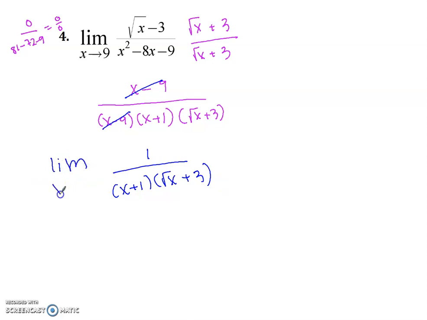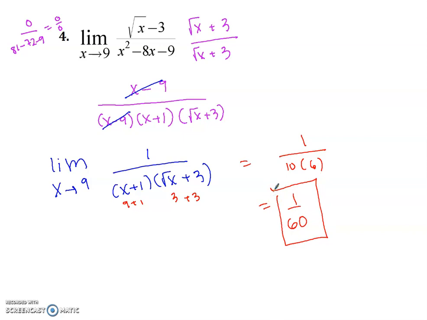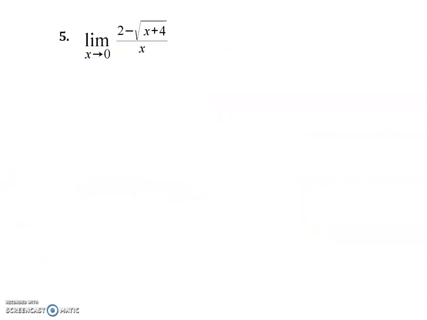And now I will be able to evaluate the limit when I plug in 9. So plug in 9, you're going to get 1 over 9 plus 1, that's going to be 10, times square root of 9 is going to be 3, so 3 plus 3 is going to be 6. So our limit is going to be 1 over 60. And now let's go ahead and go over one more example.